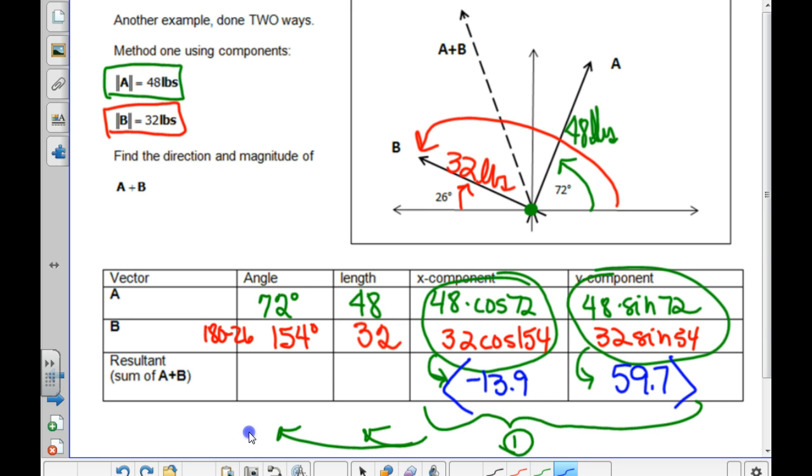Now what? Now we do Pythagorean theorem of those two numbers. And that'll give us the length. Shh, guys, you're making this hard to hear on the video. I need you to not be so chatty.